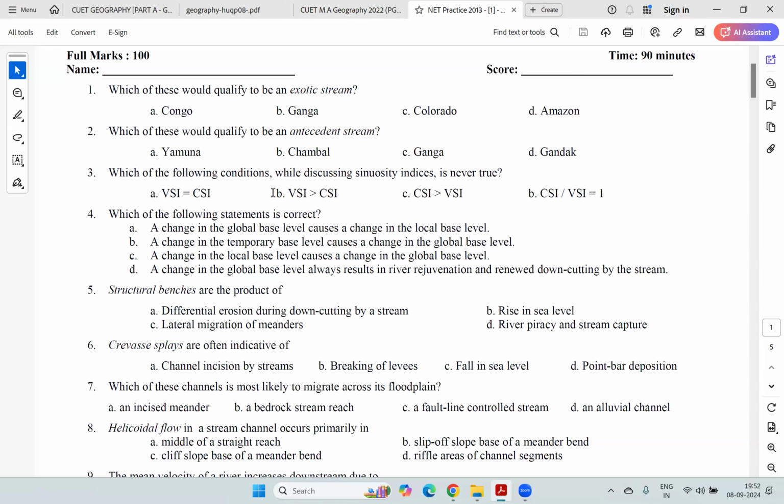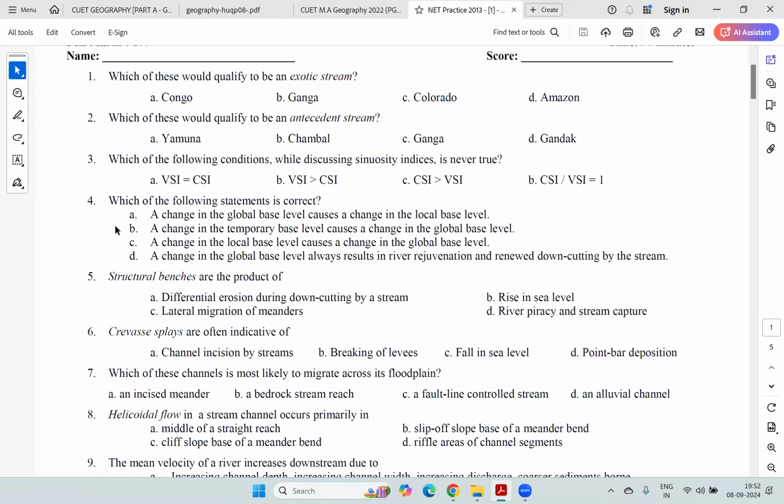B, valley sinuosity, correct. B is valley sinuosity will never be more than channel sinuosity. Okay. The valley cannot be more curvy than the channel. The channel can be more curvy than a valley. You can have a straight valley, you can have a river meandering within that valley. Okay. So that's something to keep in mind.